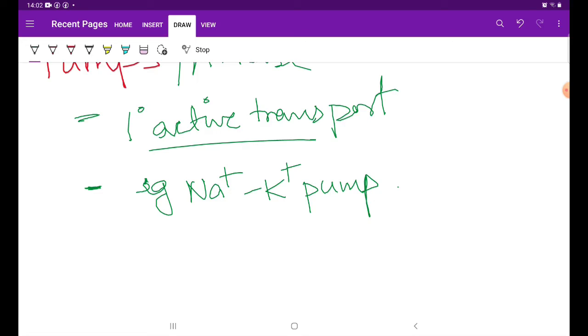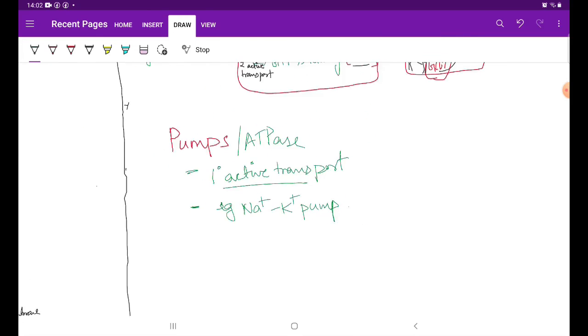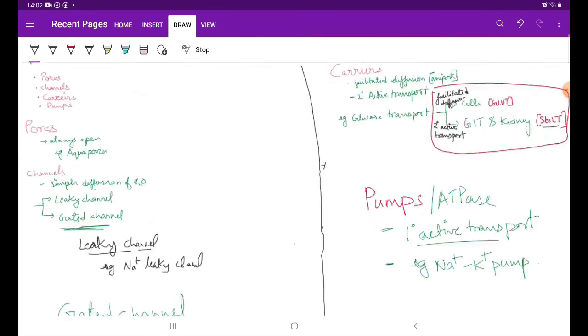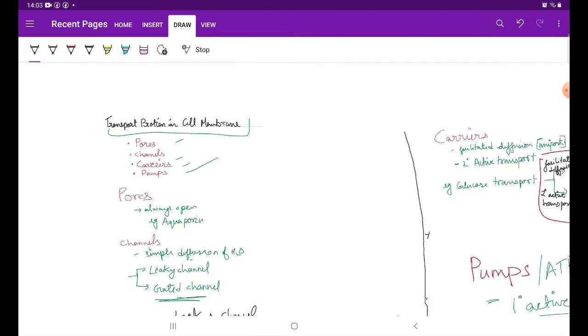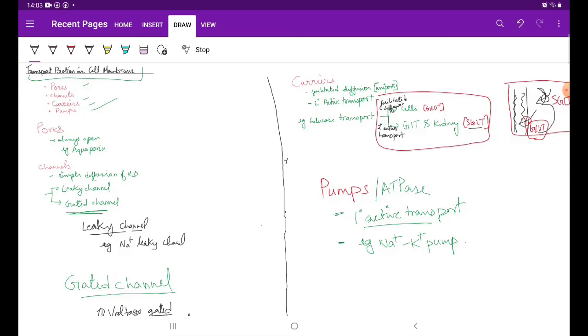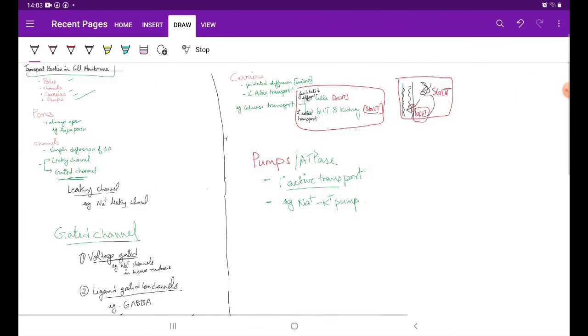So these were the transport proteins in the cell membrane which we have discussed: pores, channels, carriers and pumps. I hope you have got a little bit of an idea of this topic.